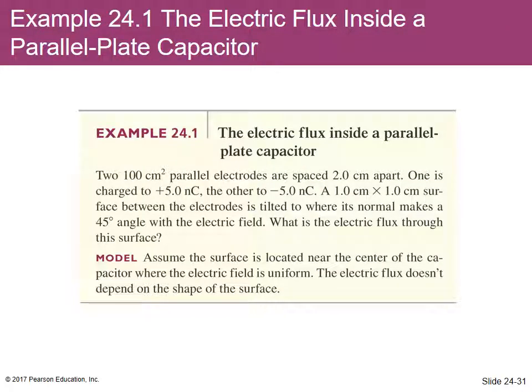Two 100 square centimeter parallel electrodes are spaced 2 centimeters apart. One is charged to plus 5 nanocoulombs, the other to minus 5 nanocoulombs. A 1 centimeter by 1 centimeter surface between the electrodes is tilted toward normal, making a 45-degree angle with the electric field. What is the electric flux through the surface? Assume the surface is located near the center of the capacitor where the electric field is uniform. The electric flux doesn't depend on the shape of the surface.